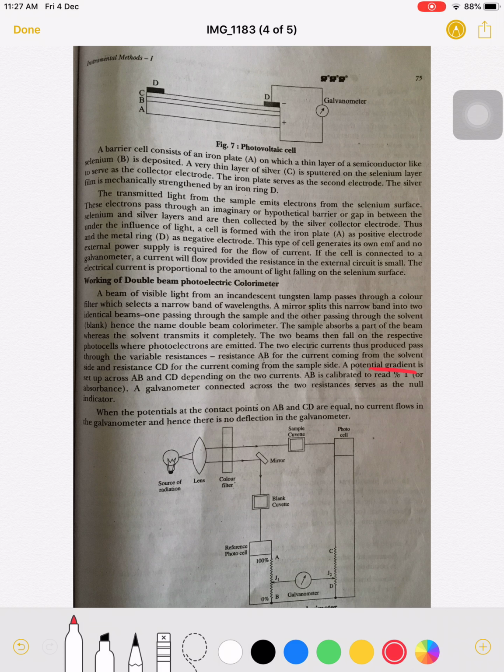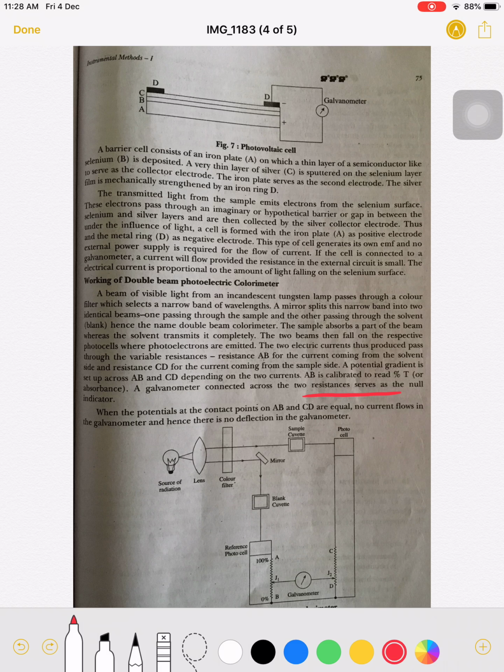AB is calibrated to read percentage transmittance. A galvanometer connected across the two resistors serves as the null indicator. So see here, between these two resistors a galvanometer is used. When there is a difference in potential between the two beams of light coming from the sample and solvent, the galvanometer shows some reading. If there is no difference in potential between the two beams, then there is no absorbance of light.